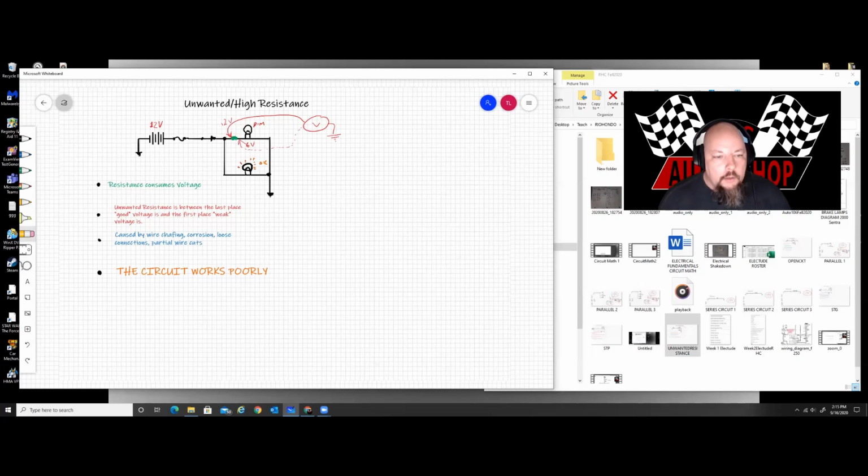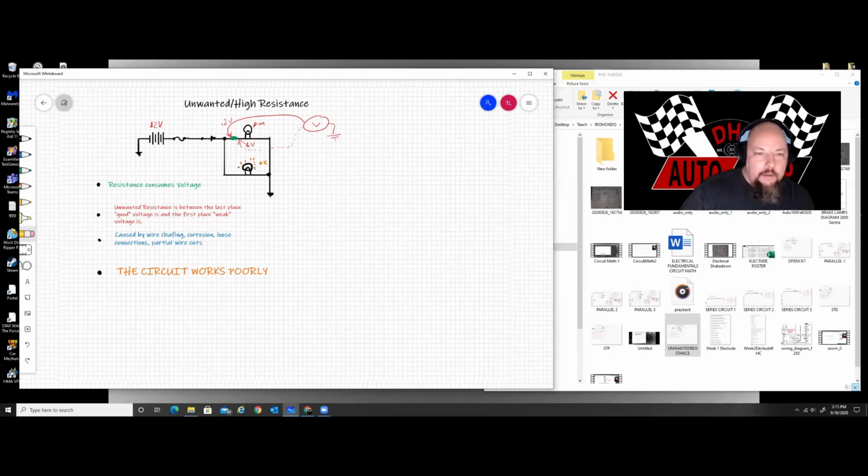Okay, the high resistance fault is characterized by the circuit working poorly. That's a slow fan, that's a dim light, that is a motor not turning as best it can, a slow wiper blade, all right, anything that's working weakly or poorly.